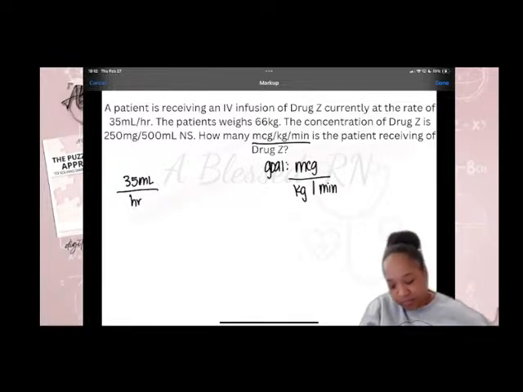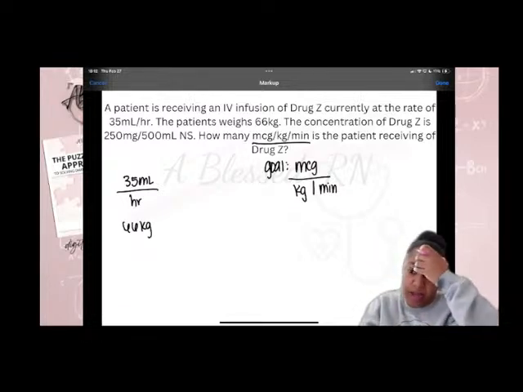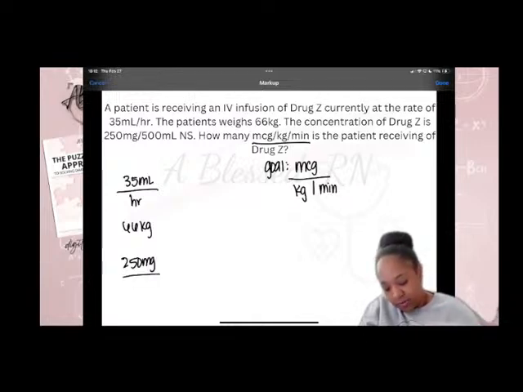I appreciate that. Okay, and then we've got 66 kgs. That's the weight of the patient. It's just by itself. So remember, what's by itself is going to stay by itself. Everything does not have to have a partner. Okay, and then what do we have? 250 mgs per 500 milliliter. Okay, that's all that the problem gave us.